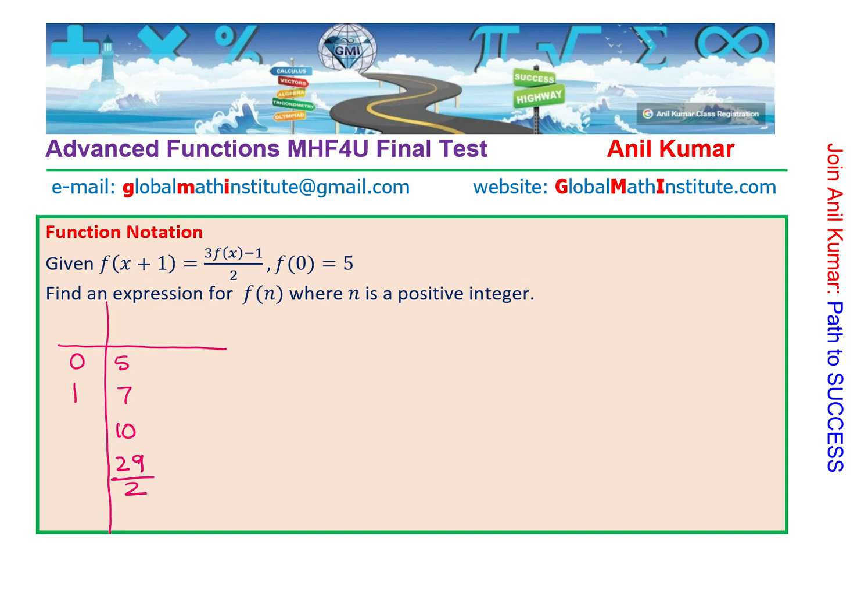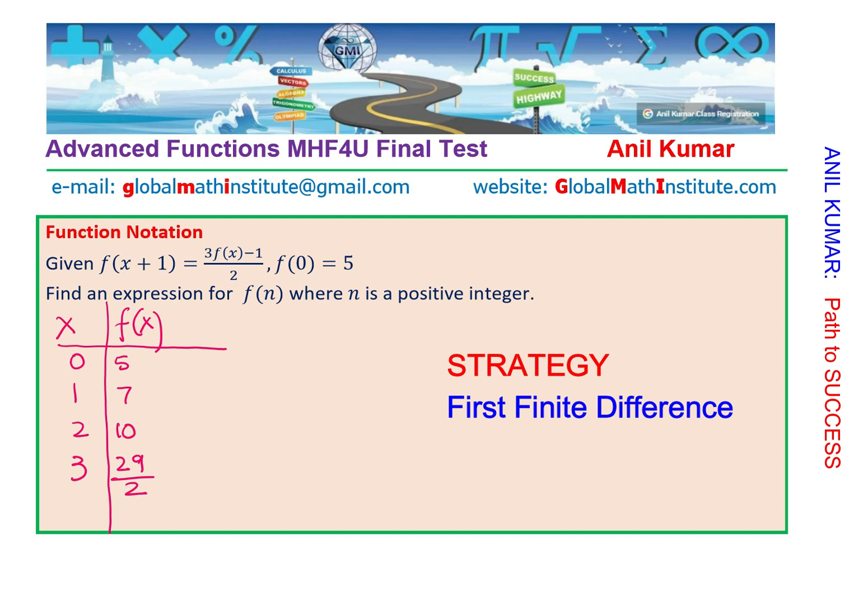For 0, 1, 2, and 3, correct? So this is the value of f(x), and these are the values for x, correct? Now, the best way of finding this is to find the first difference. So, if you find the first difference, what do you see?